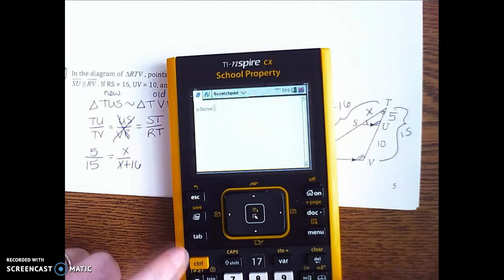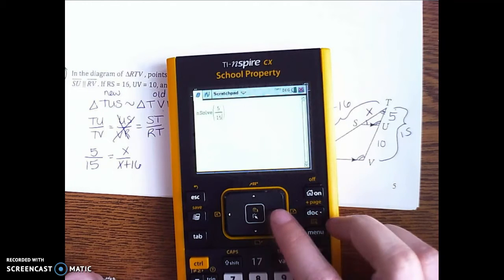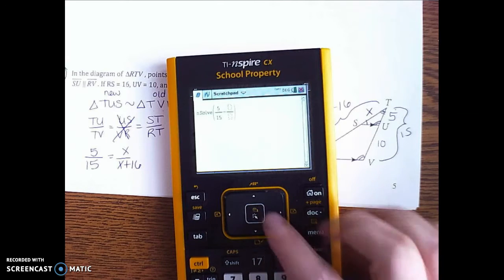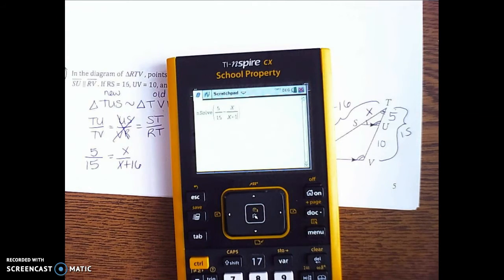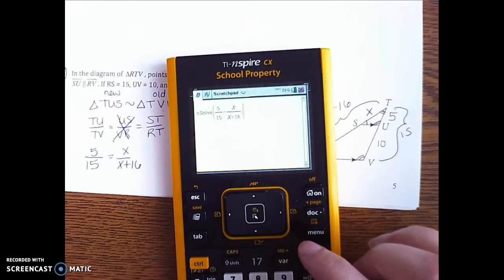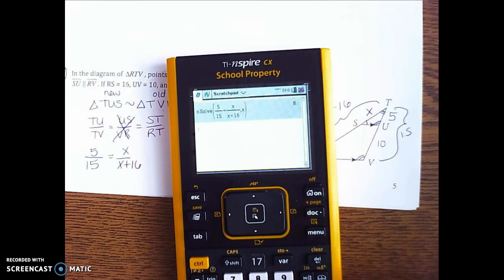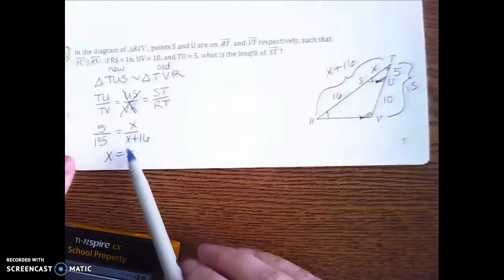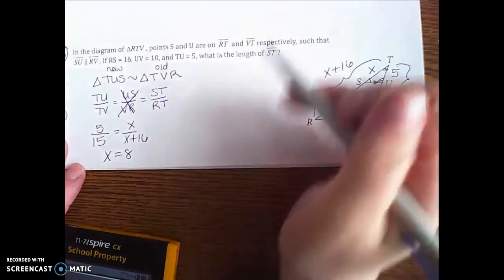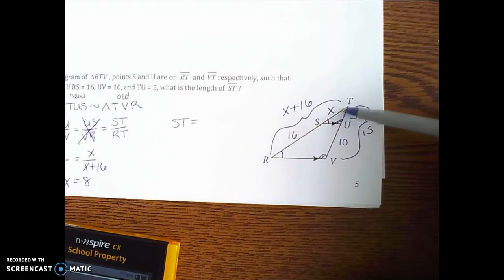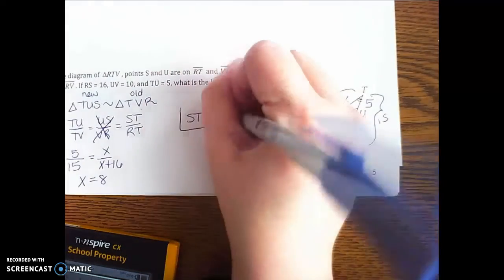Okay, so I'm going to do control divide to bring up the fraction. I have 5 over 15 equals control divide again, X over X plus 16, comma, X. Enter, I get X equals 8. Alright, and then I'm going to double check. It didn't ask me to solve for X, so I'm not done. ST is what I'm solving for, ST is equal to X, and X is 8, so I am done.